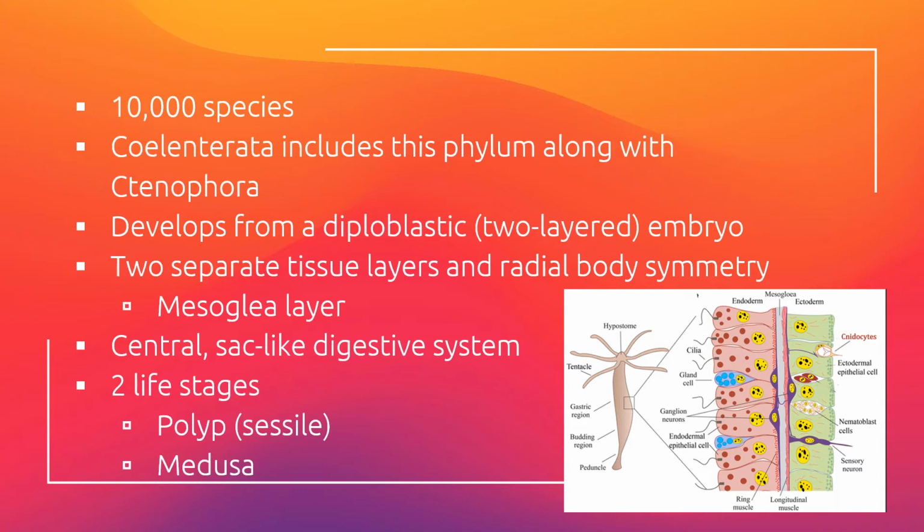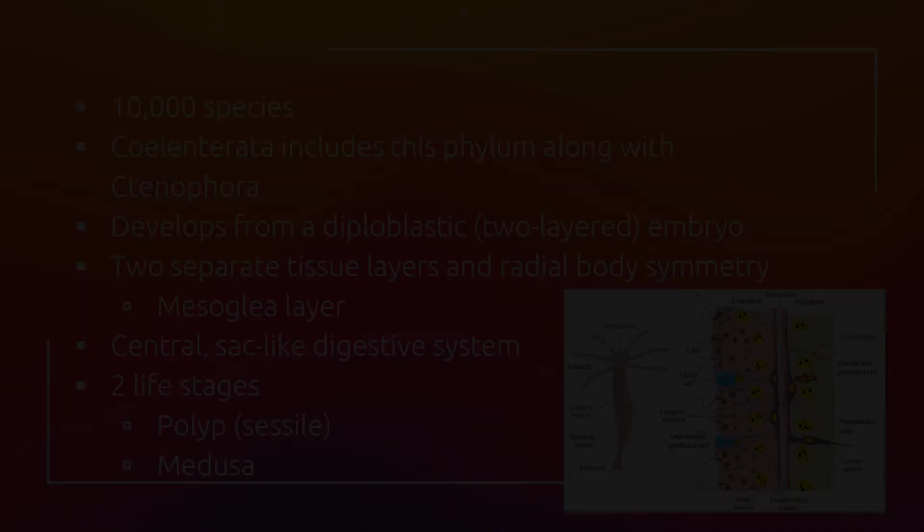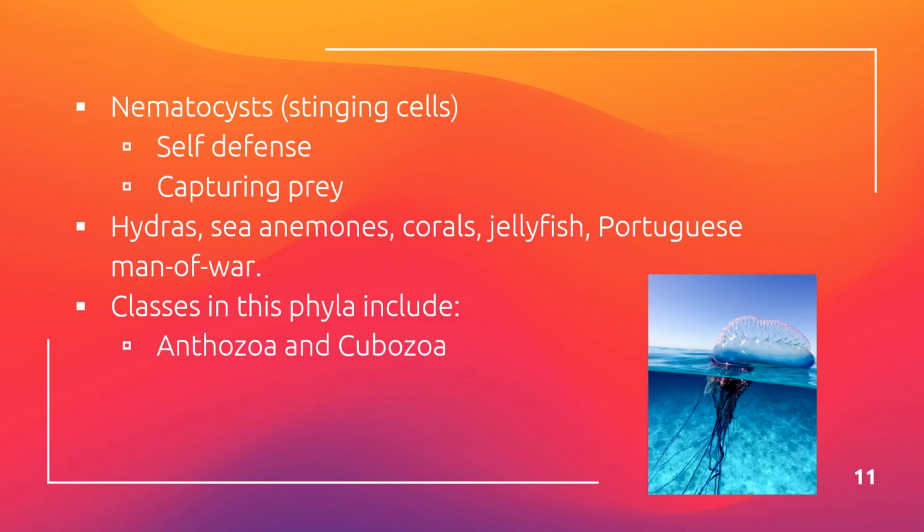Cnidaria, like coral and jellyfish, have stinging cells, which are used for self-defense or to sting their prey and capture them. This phylum includes organisms like hydras, sea anemones, corals, and jellyfish. Some examples of classes in this phylum are Anthozoa and Cubozoa, and then other marine species.